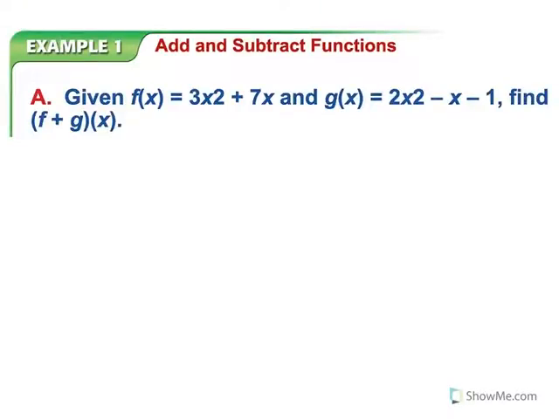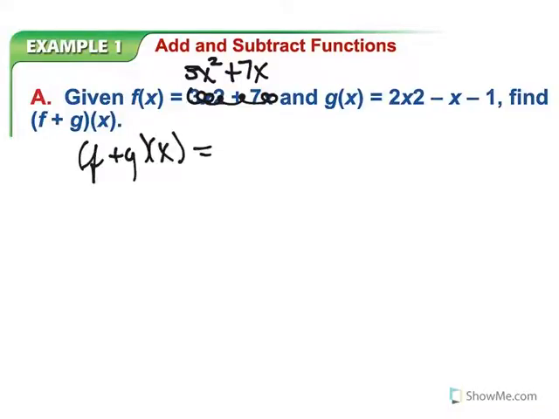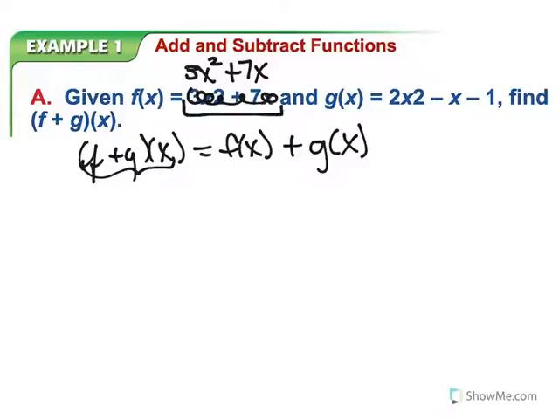Example 1, it says given that f of x is 3x squared plus 7x, and g of x is equal to 2x squared minus x minus 1, we're going to find f plus g of x. So from the previous slide, we know that f plus g of x is actually equal to f of x plus g of x. We can essentially take this and separate it. So if I know that f of x is 3x squared plus 7x, I'm just going to replace where I see f of x with 3x squared plus 7x.